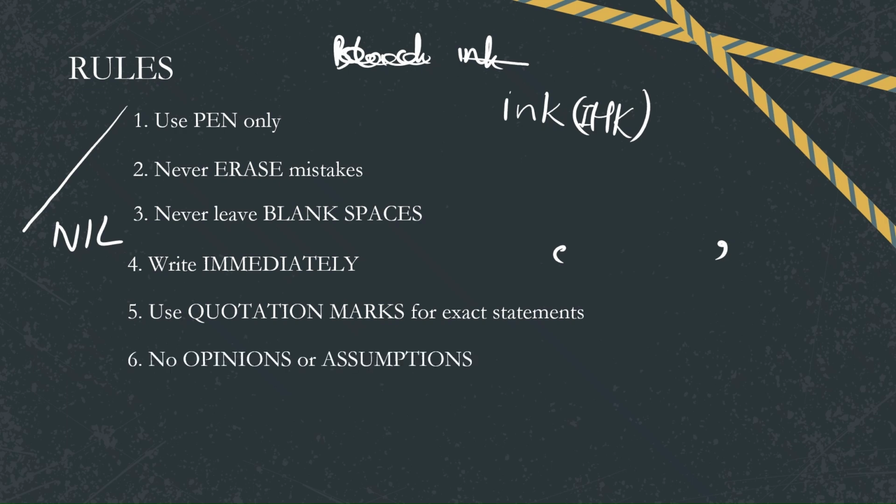Then the last rule is no opinions or assumptions. Now, this is one of the biggest rules in forensic documentation. Your notes should contain facts and observations. No personal interpretations. For example, if you write that the suspect looked nervous, this is very wrong. This is your opinion, right? Different people may interpret behavior differently.